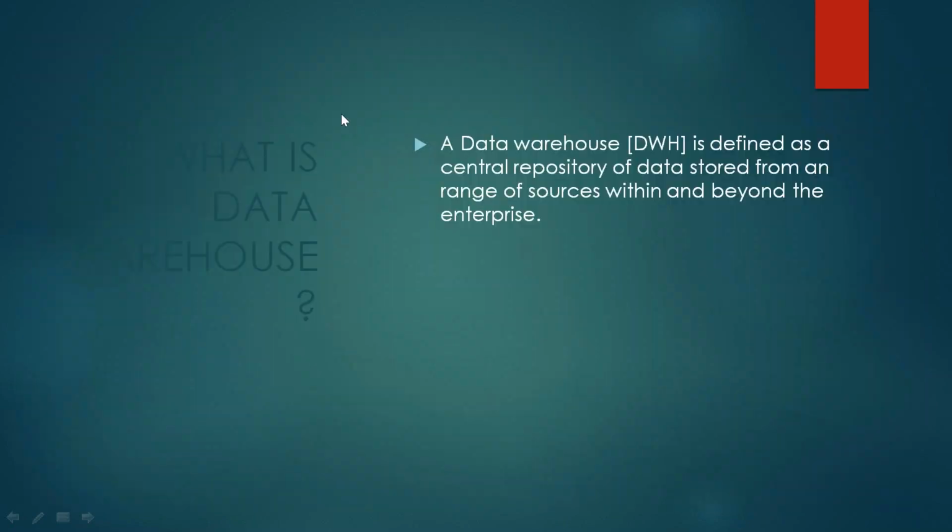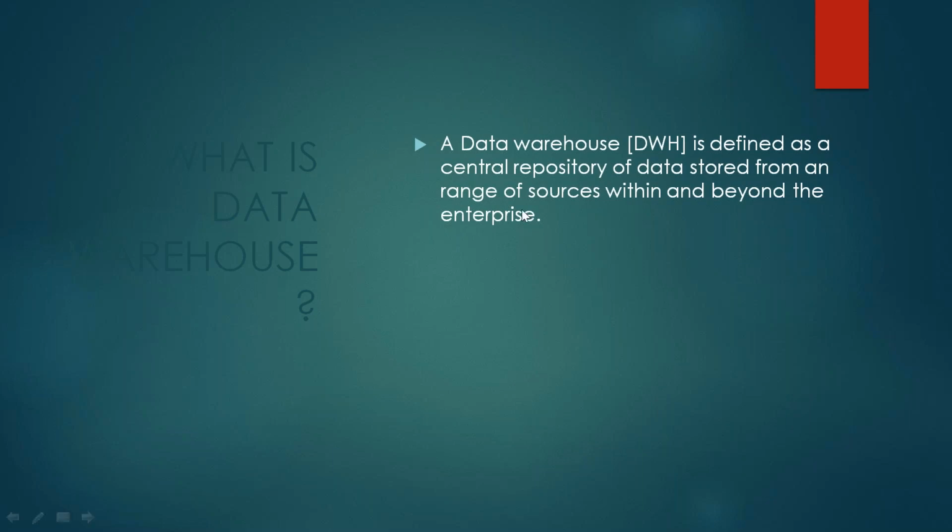What are the drawbacks of on-prem and what are the benefits of cloud? Before going to that, I will go with the data warehouse definition. What is a data warehouse? A data warehouse is defined as a centralized repository of data stored from a range of sources within and beyond the enterprise. Whether it is cloud, enterprise, or on-prem, the data coming from the different range of sources will be maintained in one place, called a centralized repository, known as a data warehouse.